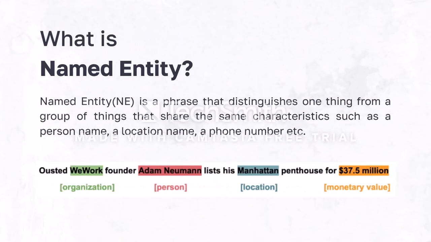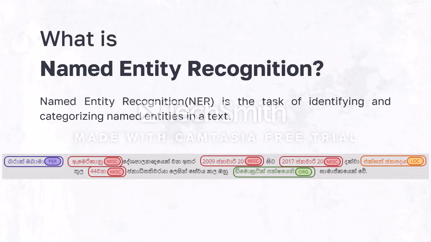When translating, we encounter phrases that distinguish one thing from a group of things that share the same characteristics, such as a person name, a location name, a phone number, etc., which are called named entities. To translate these named entities, first we have to recognize them.